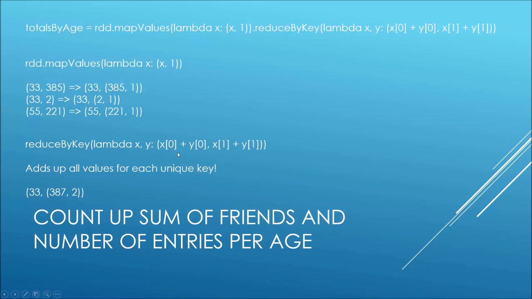So take the first element of each value and add them together, take the second element of each value and add them together. And the output in this case would be 385 plus 2 is 387, and 1 plus 1 is 2. And we'll keep doing that repeatedly for every time we encounter values for the key 33 and add them all up together. So what we have at this stage is the grand total of number of friends and the number of times we saw that key for the given key, and it will do that for every single key. So that's what reduce by key does. And with that, we have the information we need to actually compute the averages we want. We'll do that in the next slide.